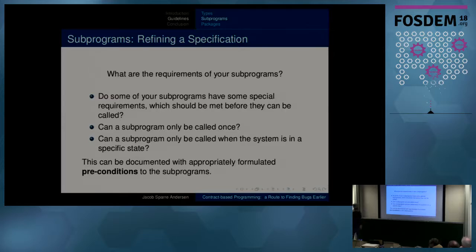Okay, but having done that, we may still need to refine the specification. Some questions I usually say you should ask: do you have some subprograms with special requirements, some requirements that should be met before you call them? A classical one is that you have a library where you need to call some initialization subprogram before you can actually use it. Do you have a subprogram that should only be called once, like the initialization function for said library? Or can the subprogram only be called when the system is in some other special state? Well, in a way they're variants of the same question.